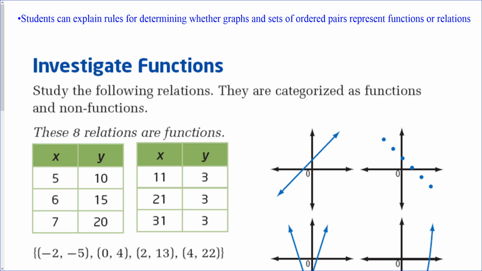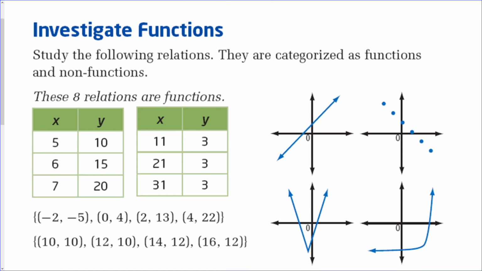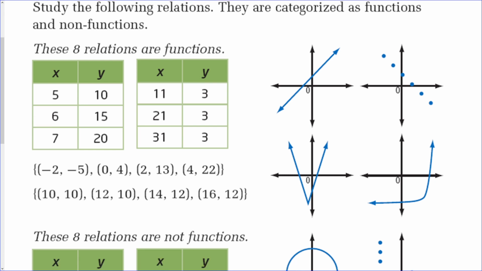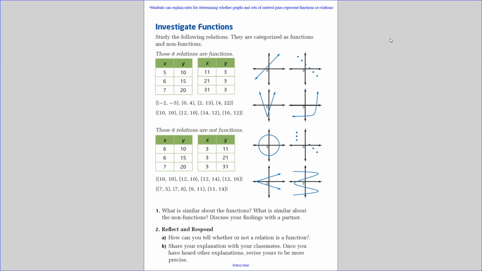A function is a relation where two quantities depend on each other in a particular way. If you look at these first four examples here, these are all functions. However, looking at the bottom four examples, they are not functions. Well, what's the difference between them?